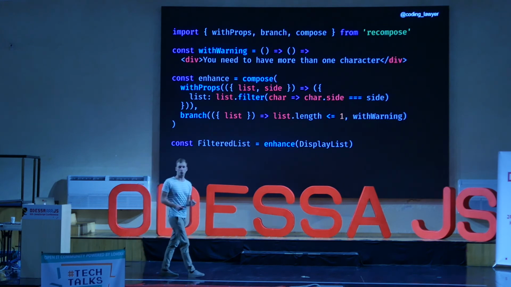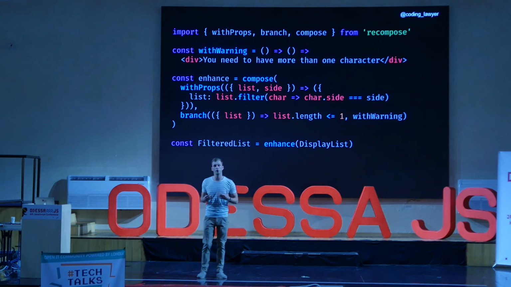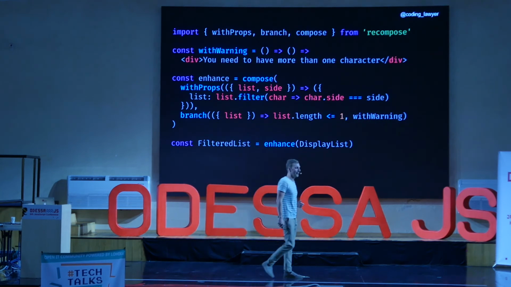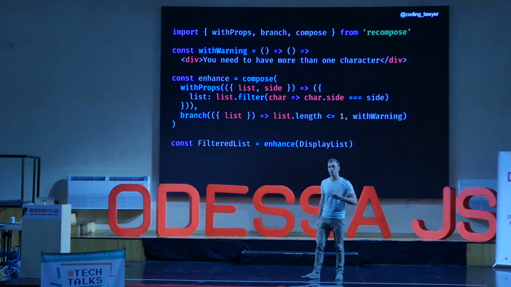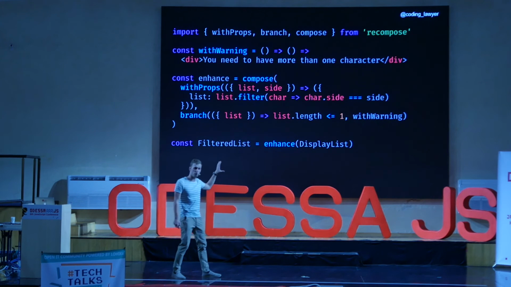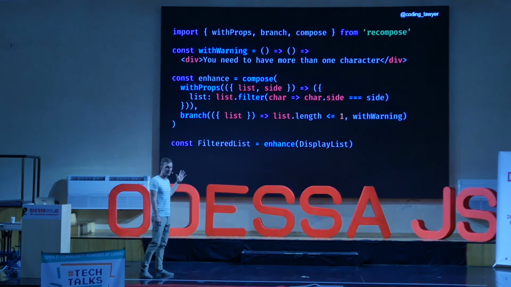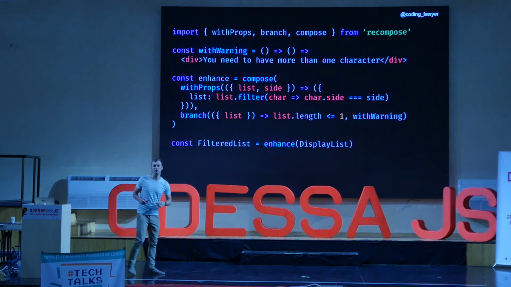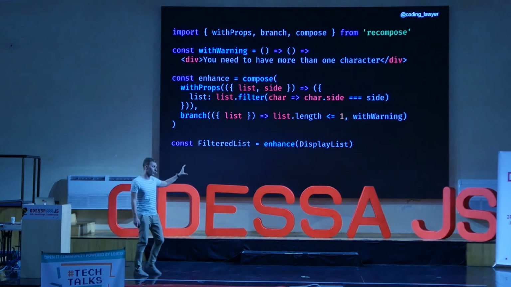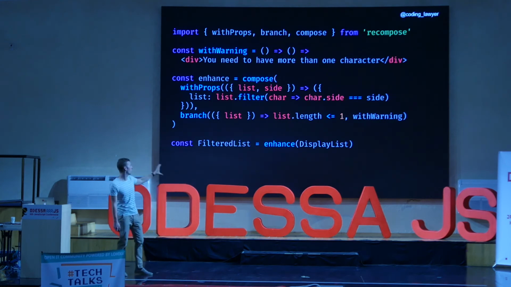Our two custom higher order components, withCondition and withTransformProps, are already predefined in Recompose as withProps and branch. And Recompose also provides us with a predefined version of compose. And as you can see, the resulting example is basically the same as our custom one. The only difference is that the branch takes a higher order component as a second argument. So we just redefine the warning component to a withWarning higher order component.